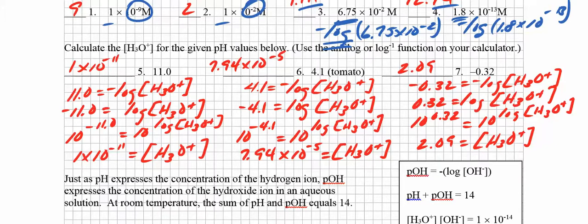Number 7. Notice this time we've got a negative pH. It's not very common, but it can happen. So we say negative 0.32 is equal to negative the log of the hydronium ion concentration. We'll pull the negative to the other side. We get 0.32 is equal to the log of the hydronium ion concentration, and 10 to the 0.32 is equal to 10 to the log. We'll exponentiate in this step right here. That gives us 2.09 as the hydronium ion concentration, and we're done with 5, 6, and 7. Let's go to the next one.